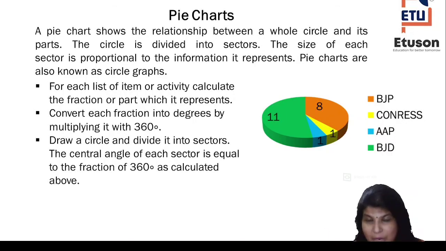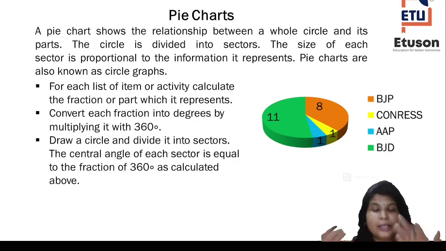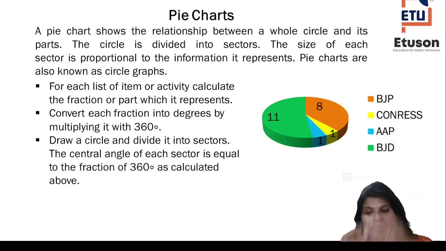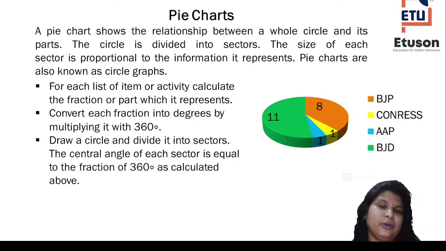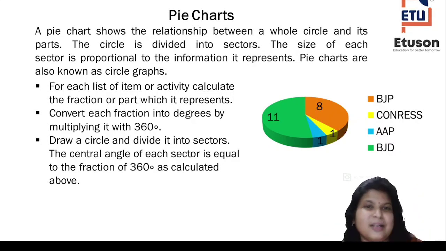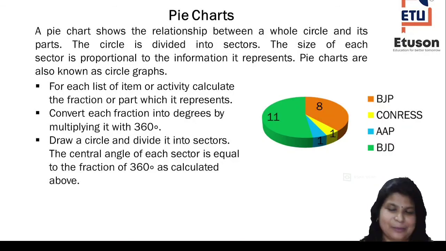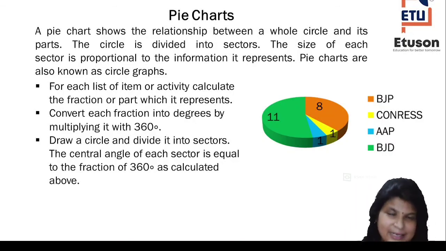So you have to first find out the angles. How are you going to find that out? For BJD it is 11 by 21 into 360. For BJP it is 8 by 21 into 360. Accordingly you have to draw the angles and you can color it with different colors. So this is how a pie chart can be plotted. We will learn about the pie chart in detail in the upcoming videos.